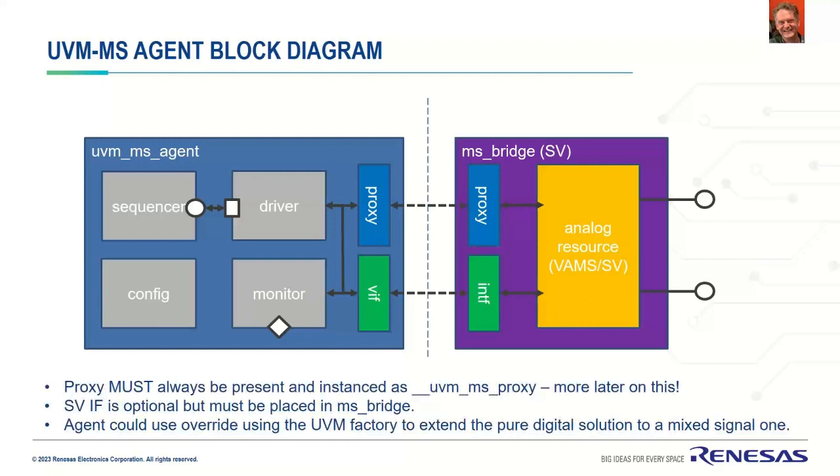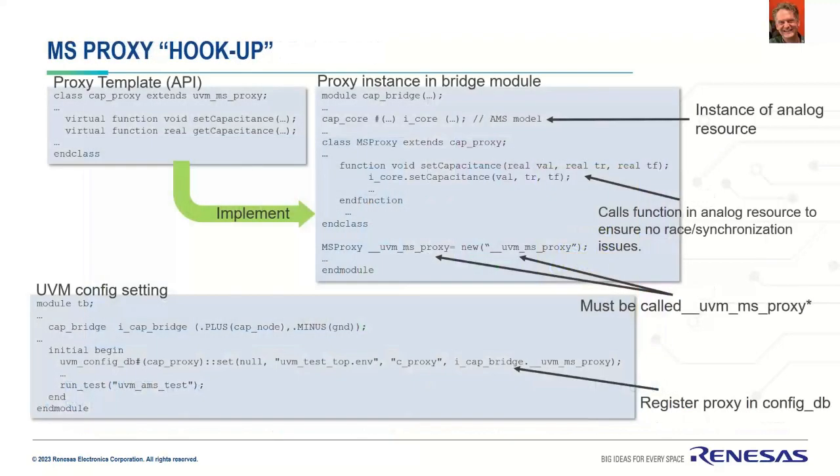As Peter said before, the concept of UVM-AMS, and having the ability to communicate in the ways that Peter has described before, means that we always have the proxy. And the other thing is that the proxy is there to support messaging. The SV interface is optional. That's essentially for logic drive.